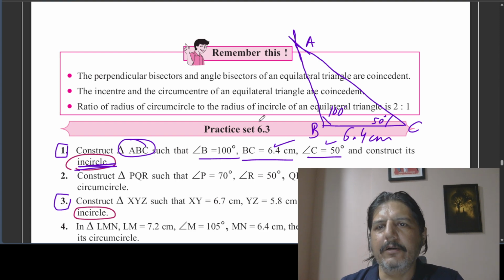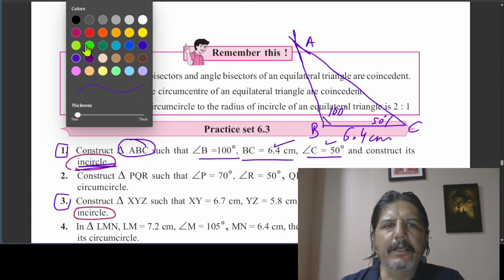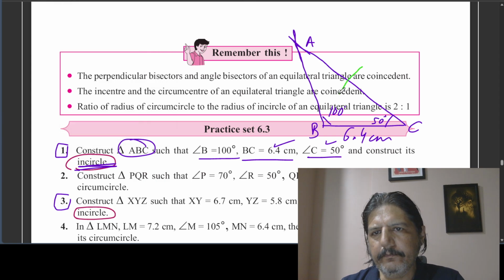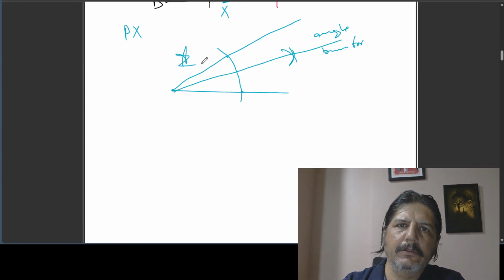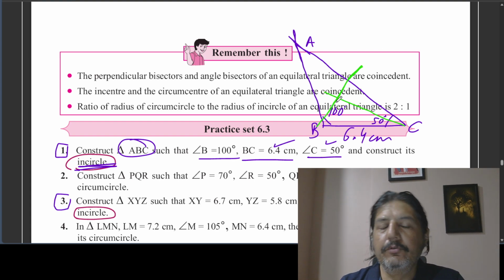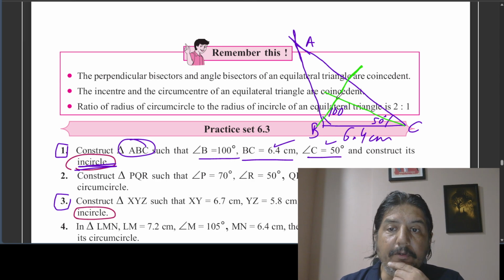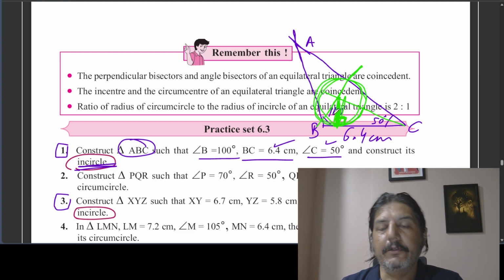How do I draw the incircle? Again, I'll draw the angle bisectors. An angle bisector here, an angle bisector here, using the same process like this. Don't use protractor for angle bisector. You'll have to show the construction. Once you have this point, then you'll drop a perpendicular here. Then you'll measure this distance and then you'll draw a circle like this. I hope this is clear.